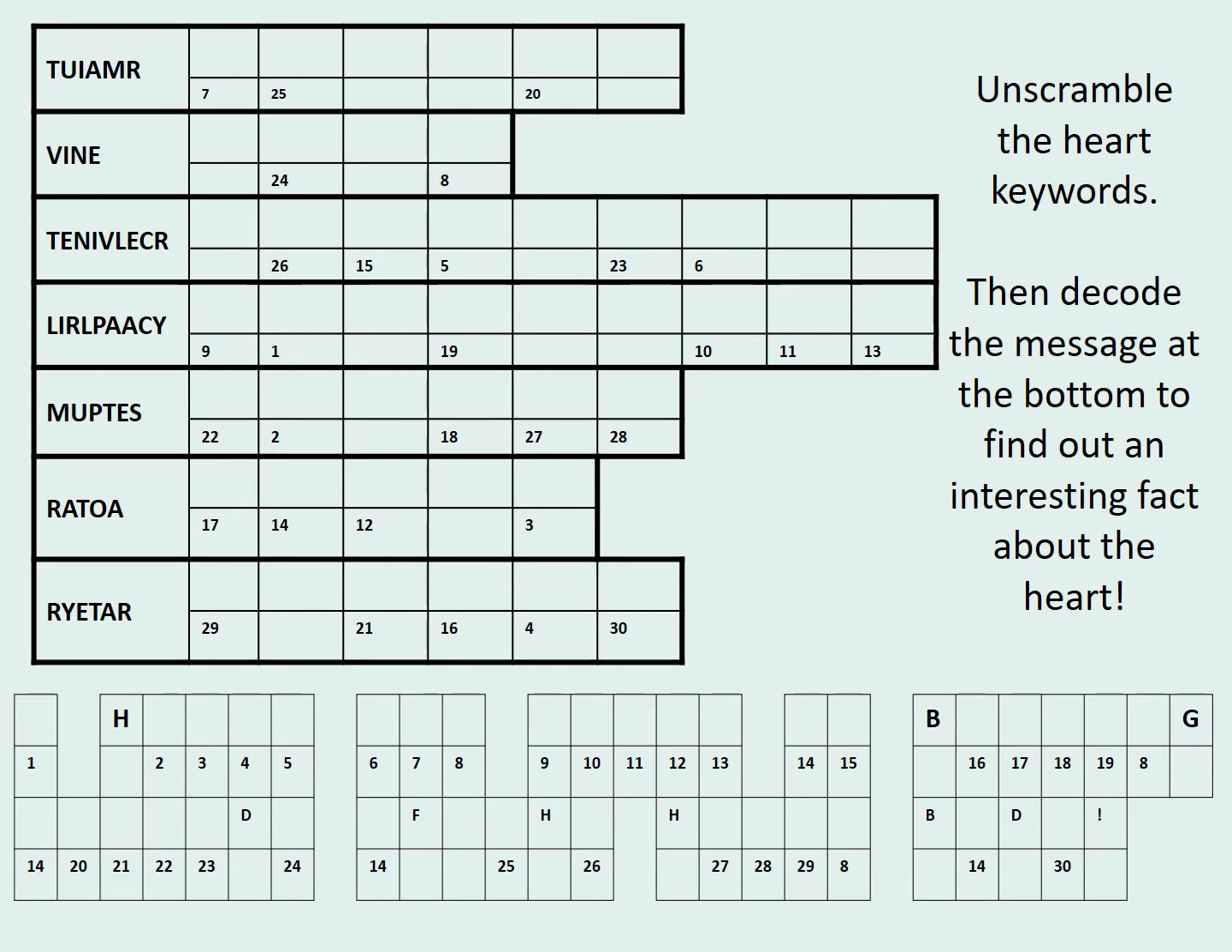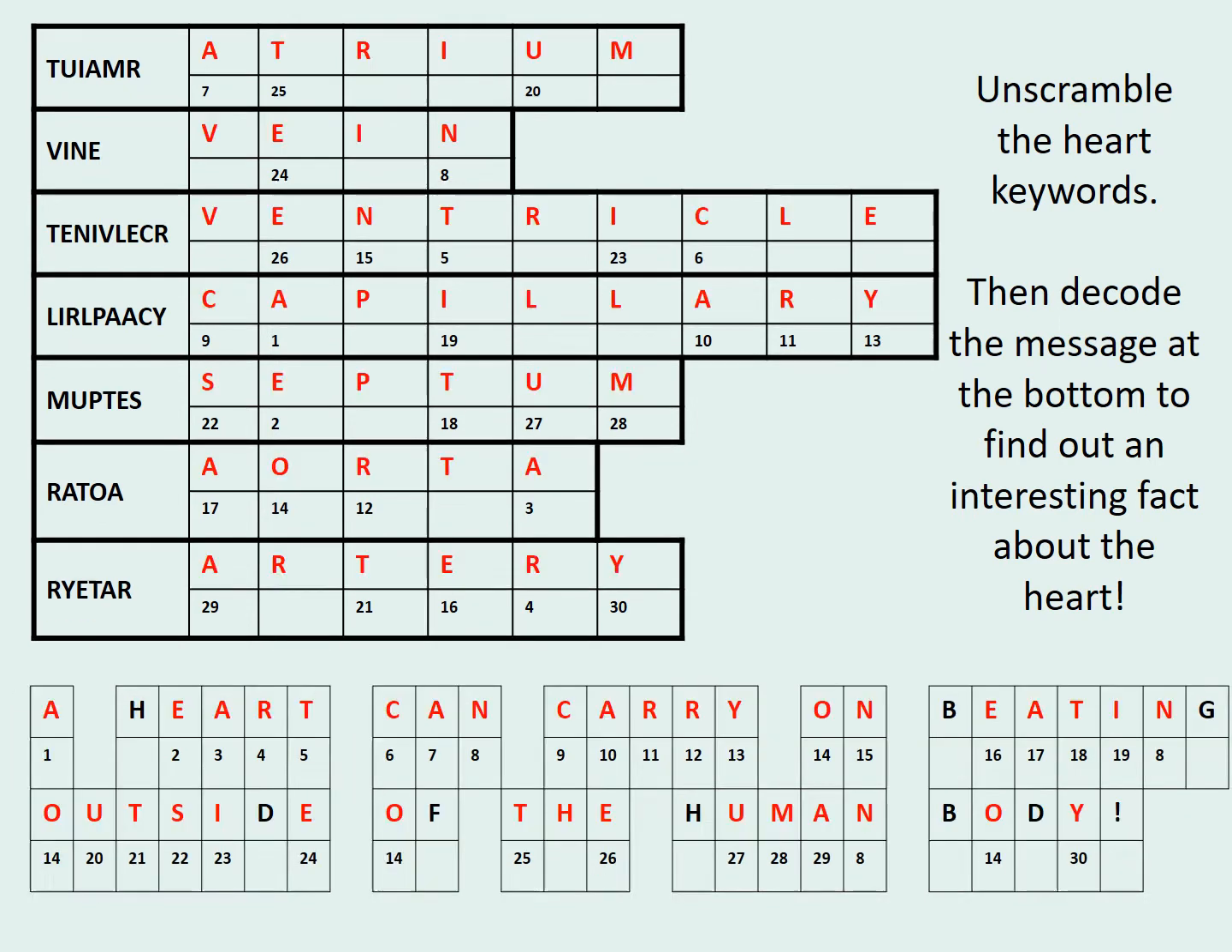Okay, so very well done all of you brave people that have attempted that. Let's see how we did. So the first word was atrium, then vein, then ventricle, then capillary, then septum, then aorta, and then artery. And if you use those letters and numbers at the bottom, you get the fun fact for the day. A heart can carry on beating outside of the human body. So if a heart is removed from the body, it will continue to beat for a period of time.